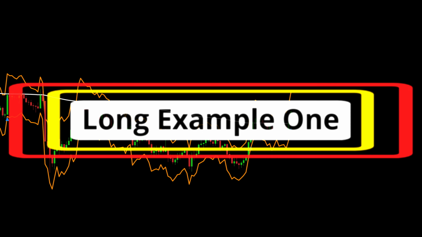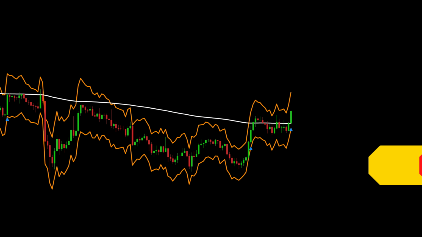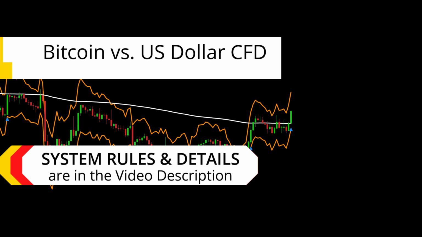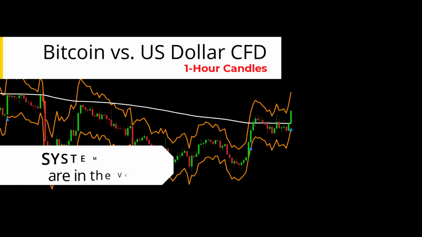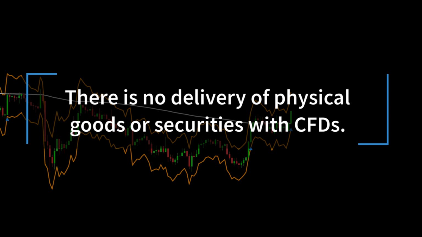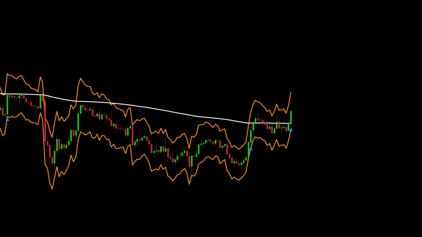Let's go over entry criteria and review some examples. As always, system rules and details are listed in the description below. This chart is Bitcoin versus the US dollar contracts for difference, 1-hour candles. A contract for difference, or CFD, is a financial instrument that allows financial exposure to an asset without actually owning it.